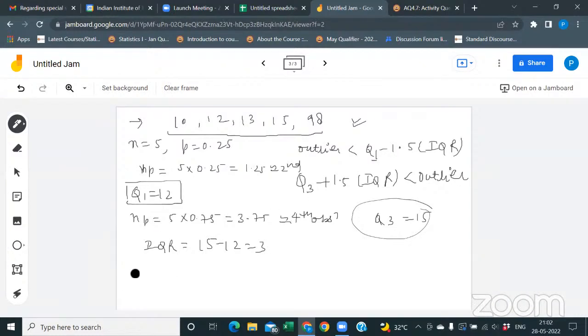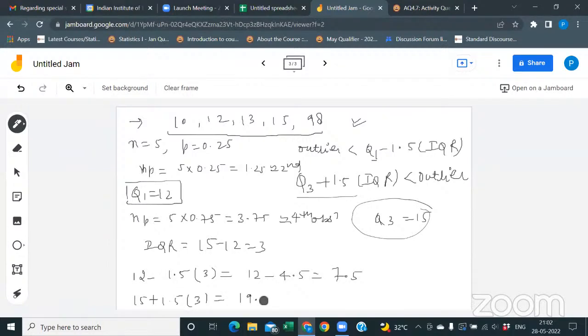Now calculate this quantity. Q1 minus 1.5 times IQR: your Q1 is 12, minus 1.5 times 3, which is 12 minus 4.5. The value of this will be 7.5. Now calculate this thing: Q3 plus 1.5 times IQR, which is 15 plus 1.5 times 3. That will be 19.5.